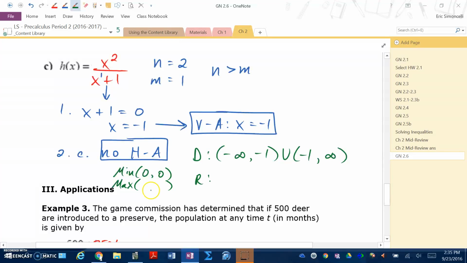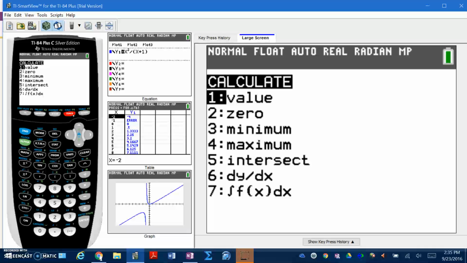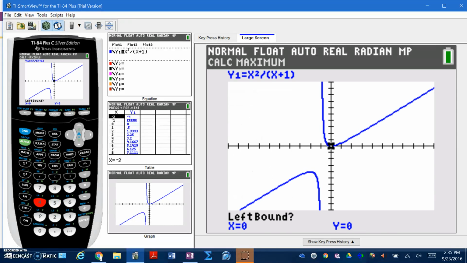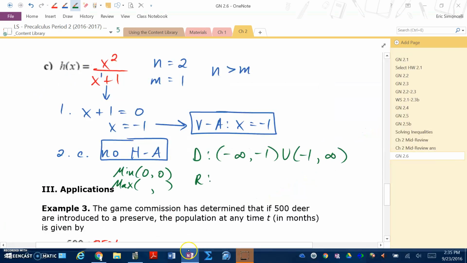And I'm also going to highlight the max point. So if we, again, hit second trace, this time option number 4, scroll to the left. I want to get over to that bottom curve. I'm noticing there, here comes my cursor, scrolling to the left of the max. I'm good there for my left bound, hit enter. Scroll to the right. Here's my right bound, hit enter. And then enter one more time. And that's definitely very, very accurate. So -2, -4 is the max.